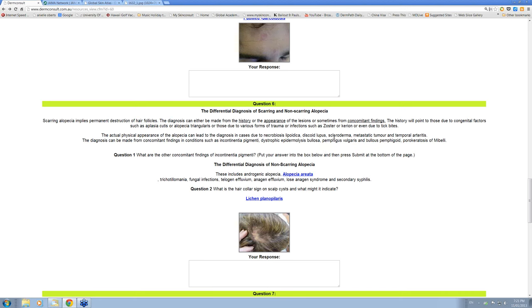And then, what else have we got? Tick bites. Well, that gives a temporary alopecia in my book. It doesn't really give a scarring alopecia. Sometimes you can recognize some unusual types of scarring alopecia when it's due to, say, necrobiosis lipoidica or PCT or discoid lupus or metastatic tumor.